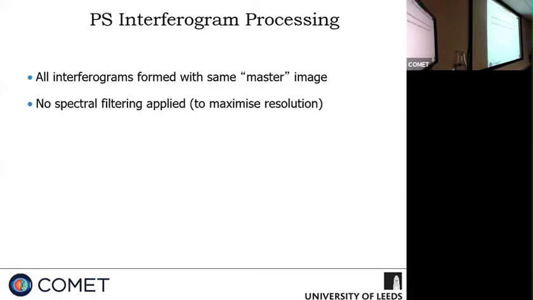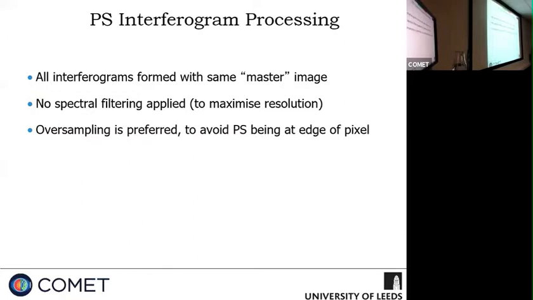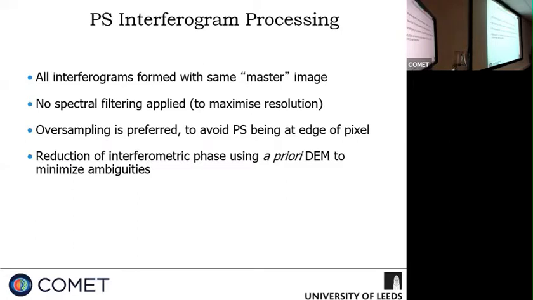We don't do any filtering. If you do spectral filtering, you reduce your resolution, so your pixel gets bigger. If your pixel gets bigger, there's more chance of lots of small scatterers being in it. You want to keep your pixel as small as possible. You want to oversample because you want your strong scatterer to be as close to the middle of your pixel as possible. You reduce your signal as much as possible by removing the topographic phase before you do a PS analysis.